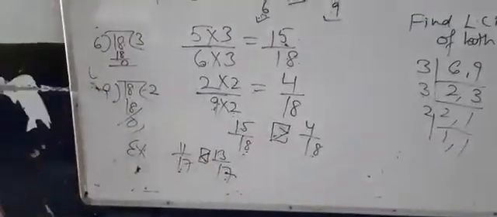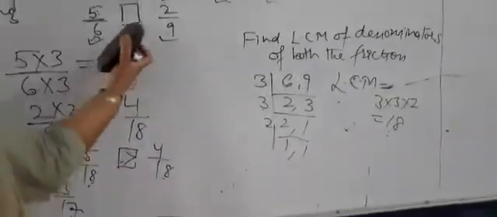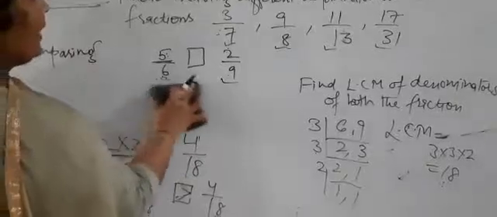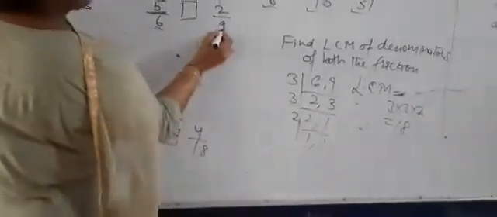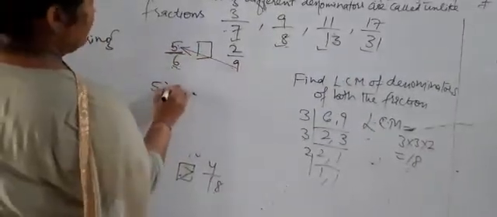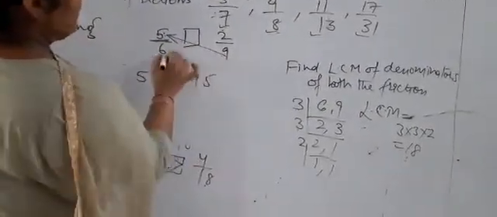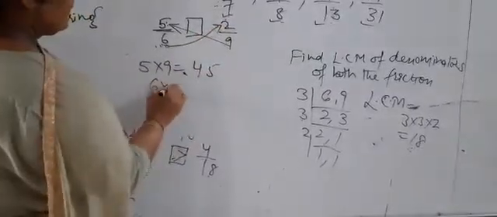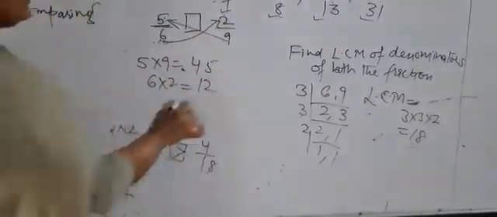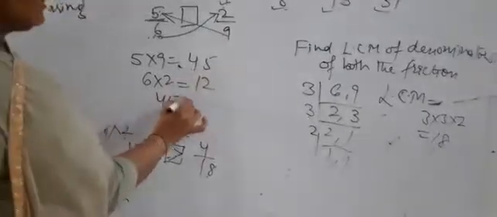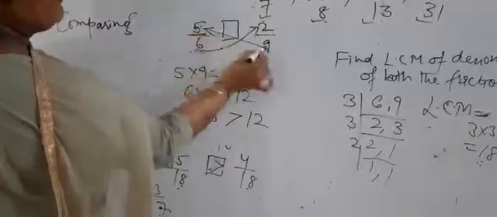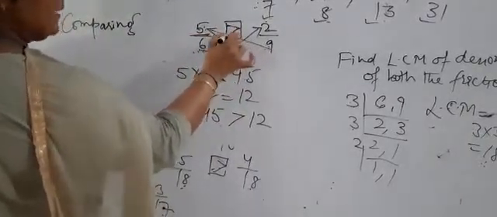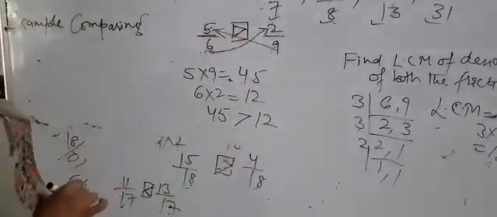One other method is also there of comparing these fractions. One other method is by cross multiplying. Very easy method. Here you will just cross multiply. 5 9s are 45 and 6 2s are 12. Now which is greater? 45 is greater than 12. How did this 45 come? When I multiply 5 by 9, this fraction will be greater. 5 upon 6 will be greater.